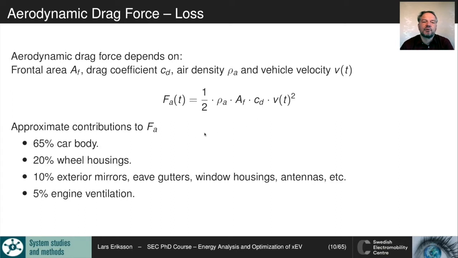And the approximate contributions to the air drag are that about 65% is from the car body, about 20% is from the wheel housings, and 10% is from exterior mirrors, eave gutters, window housing, antennas, etc., that stretch out of the body. And about 5% is engine ventilation. Sometimes I have like this wheel housing. This is a low-hanging fruit for trucks, where you can save quite a lot in fuel economy by shielding the underside or the sides of the truck with its trailer. And also, if you look at some concept vehicles, you can see that they are covering the wheels to save a little bit more fuel.